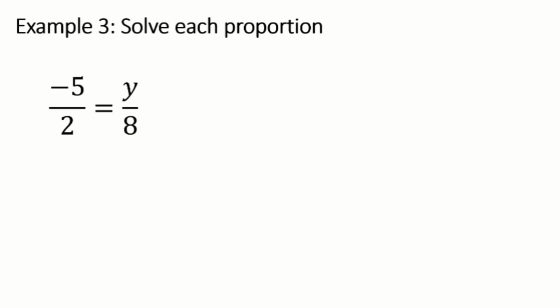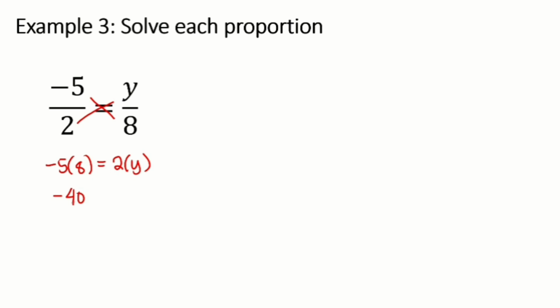So if we're going to find the value of y in negative 5 all over 2 is equal to y all over 8, our first step is we will apply cross product or cross multiplication property. So we have negative 5 multiplied to 8 is equal to 2 times y. Then we have to get rid of this parenthesis by simply multiplying negative 5 and 8. The answer is negative 40.